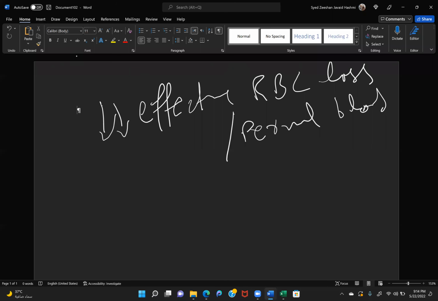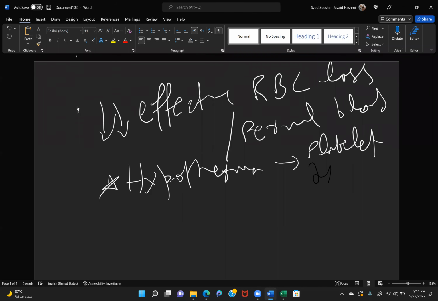Then you are avoiding the factors which can increase bleeding. One important one is hypothermia. Why will hypothermia result in bleeding? Platelet dysfunction. Yes, it decreases the functionality of the platelets. So these are the things, because there are different scenarios.